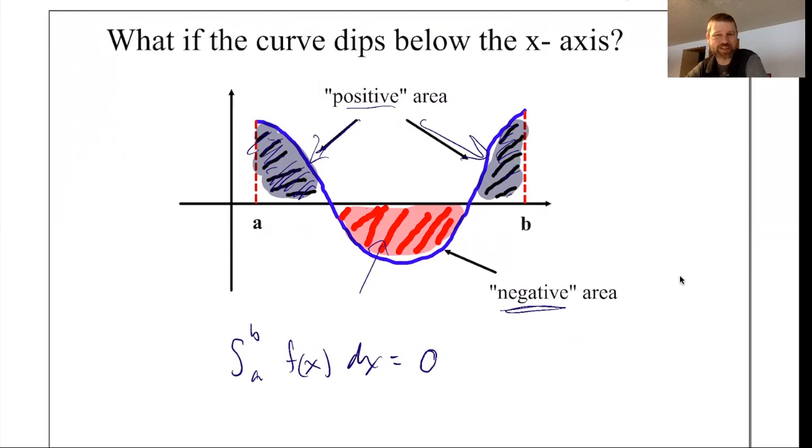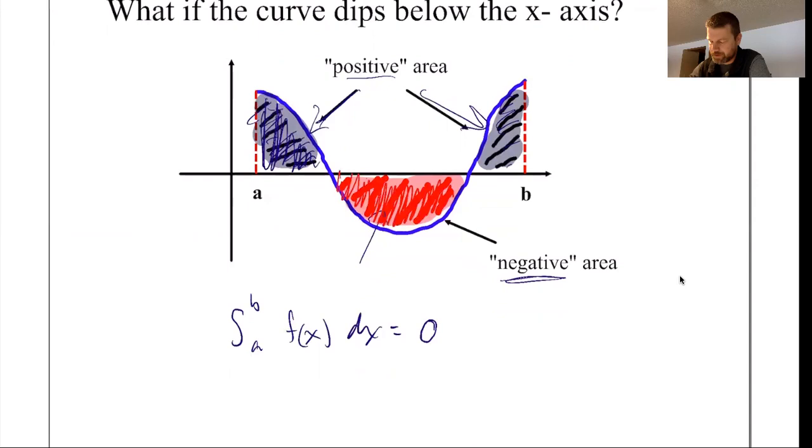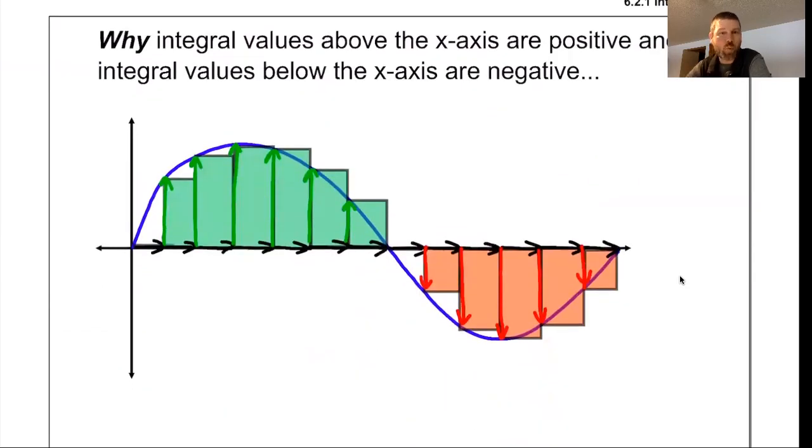Again, there isn't really such thing as a positive area or a negative area. It's just any amount of area here. When you take the integral of that, the number you're going to get out would be a positive number. Any area here, when you take the area of that part, you're going to get a negative number. We'll talk about why it makes sense here: why integral values above the x-axis are positive and below the x-axis are negative.